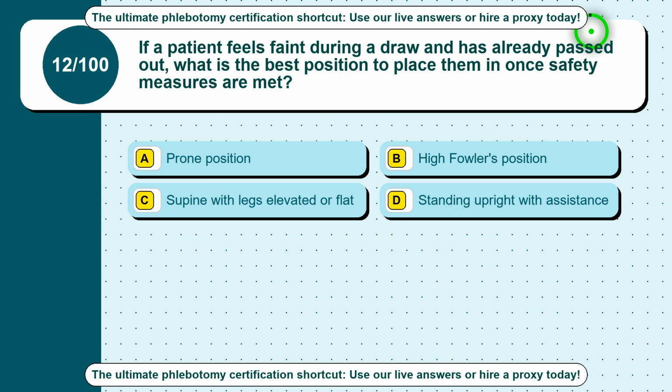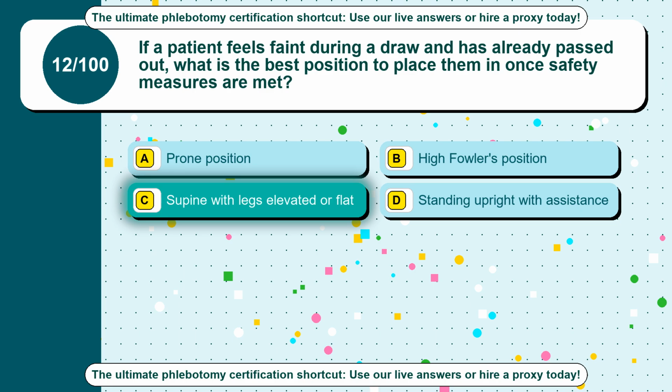Question 12. If a patient feels faint during a draw and has already passed out, what is the best position to place them in once safety measures are met? Option A. Prone position. Option B. High Fowler's position. Option C. Supine with legs elevated or flat. Option D. Standing upright with assistance. The correct answer is option C.